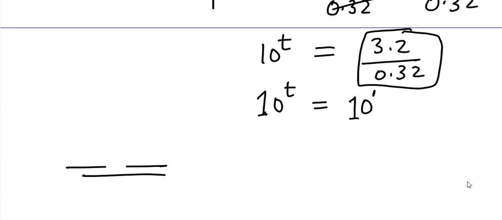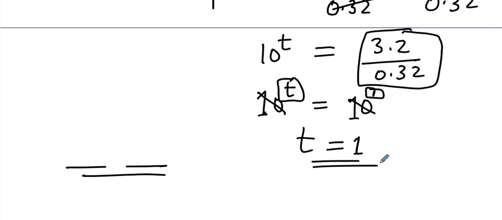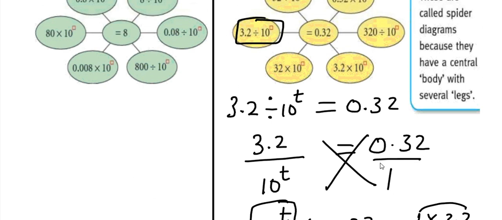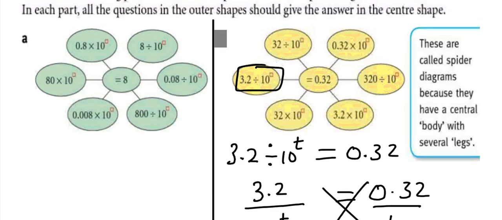10 to the power of 1 is the same as 10. So this and this are the same, so you remain with t equals 1. See that? So here you write t equals 1. That means the missing power here is 3.2 divided by 10 to the power of 1. This is the answer.